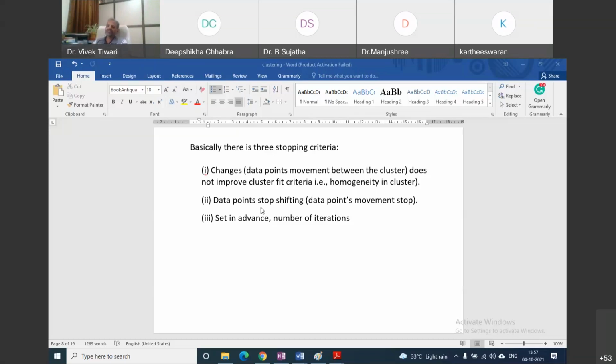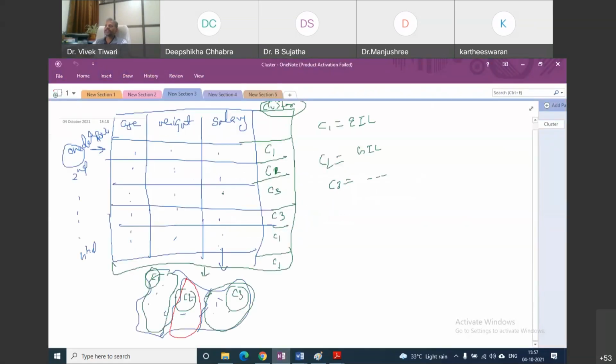How does the boundary change? Automatically, the algorithm is changing the boundary. We have seen that this is the boundary. Boundary means what? Earlier, you assigned this data point to C1, but we found C1 is not good. We delete it and assign it to C2. Meaning we are changing the boundary.